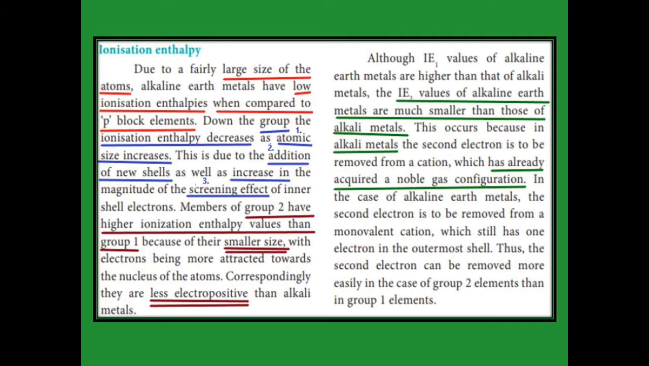Then when compared to the alkali metals, the alkaline earth metals have higher ionization enthalpy, because the size of the alkali metal is larger, and also the alkaline earth metals are less electropositive than the alkali metals. The next one, IE1. What does IE1 mean? The first ionization energy, and IE2 means the second ionization energy. The second ionization energy of alkaline earth metals is smaller than those of alkali metals.